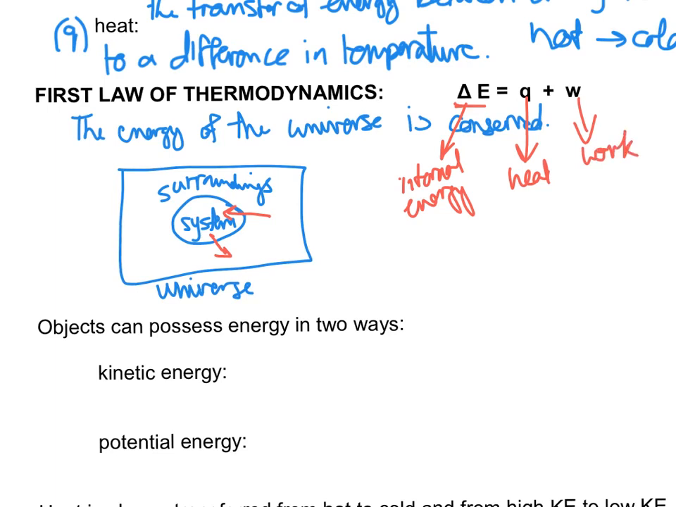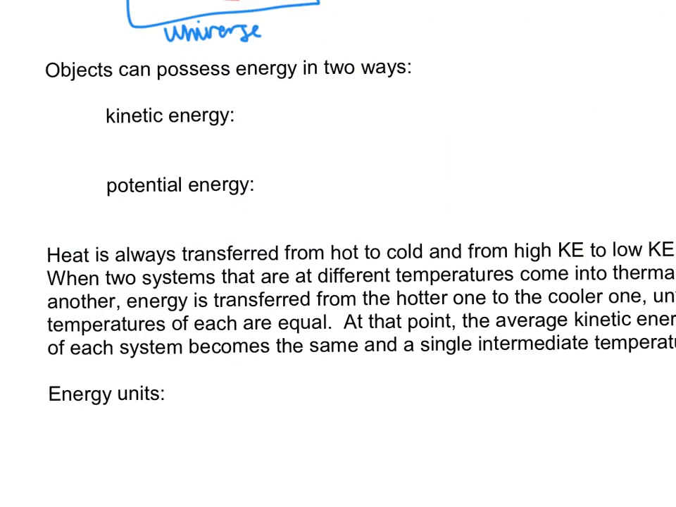So the internal energy can be produced by the flow of heat or work or both. And again, we're going to focus more on heat as opposed to work. Work is more of a physics concept. So objects can possess energy in two ways, kinetic and potential.